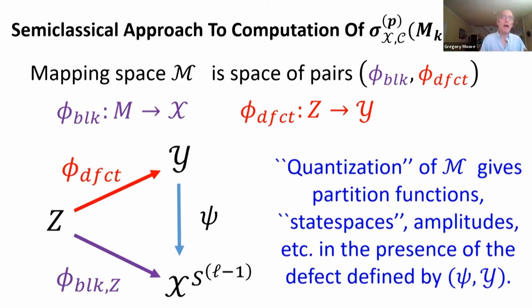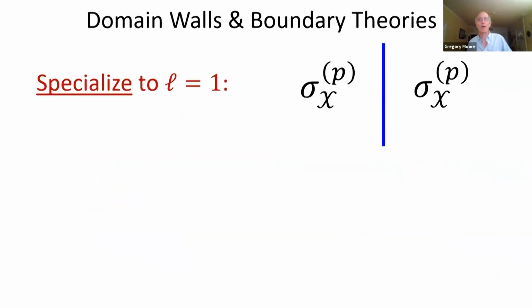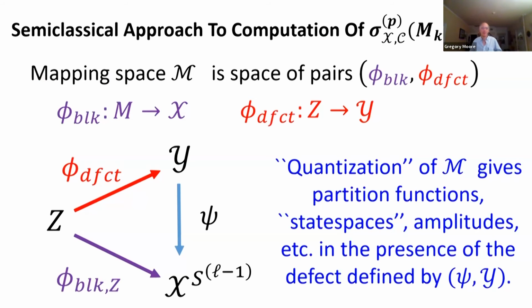So now we have some mapping space, calligraphic M, which is simply the set of these pairs satisfying this constraint. And then quantization, in the sense of this homotopy quantization that I described before, will give you the partition functions, the state spaces, the amplitudes, and so on, of the theory in the presence of the defect defined by the data psi and Y. Okay, so that's how you compute.